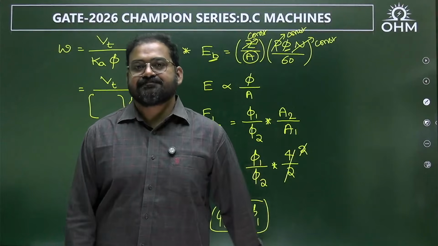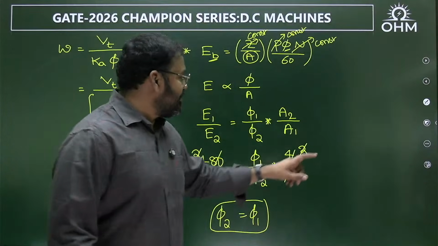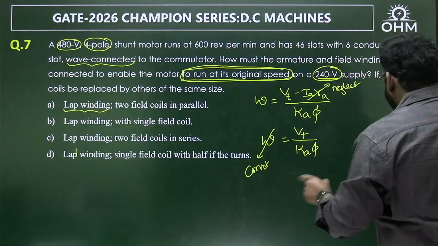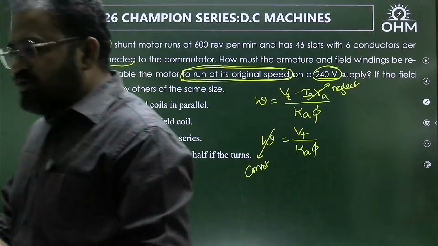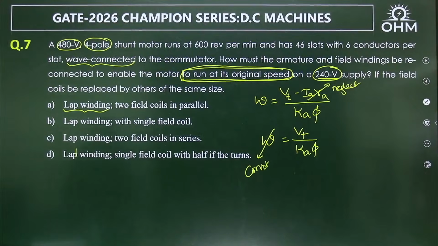That is your answer. So, which of the following options will satisfy this condition? There are 4 options given. In which option will Phi2 and Phi1 be the same? First of all, can I write phi is nothing but flux? Flux is equal to mmf by reluctance, right? So flux depends upon the field mmf.